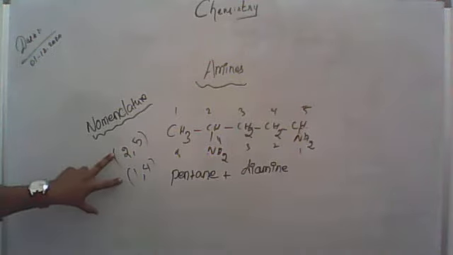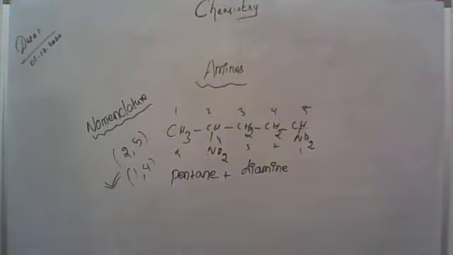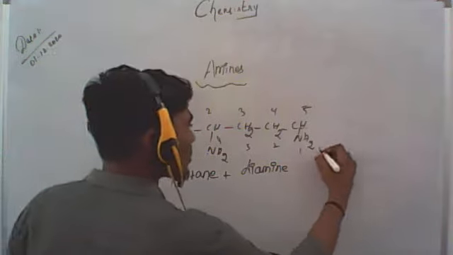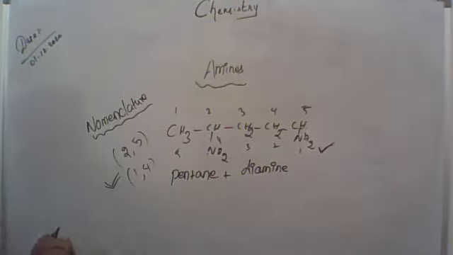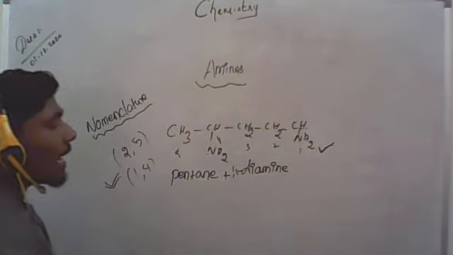So among the two, which one is the lowest numbering? Yes, the second one is the lowest numbering, 1, comma 4. So we have to select this route. The first route is cancelled. Now the position of functional group is 1, comma 4. So 1, comma 4 diamine.